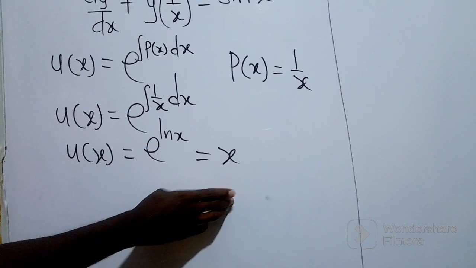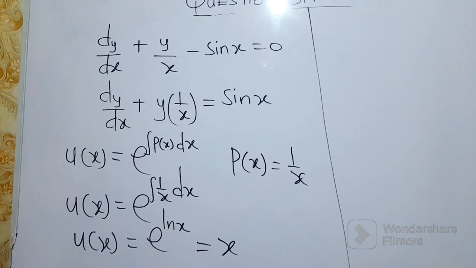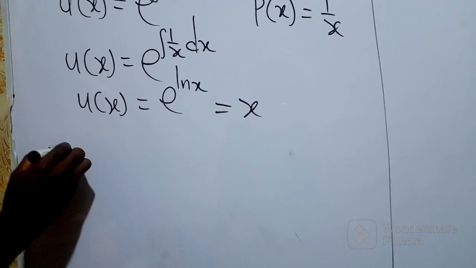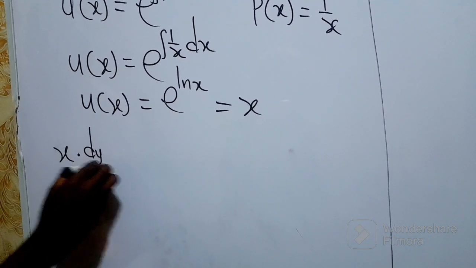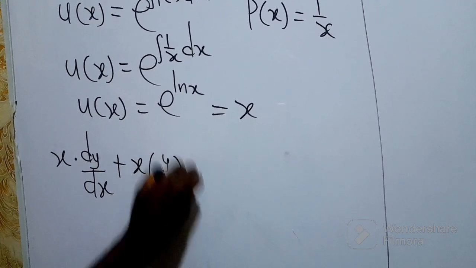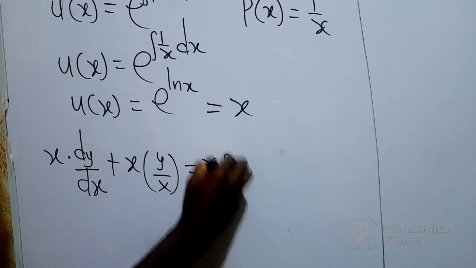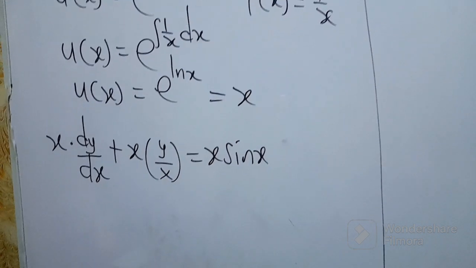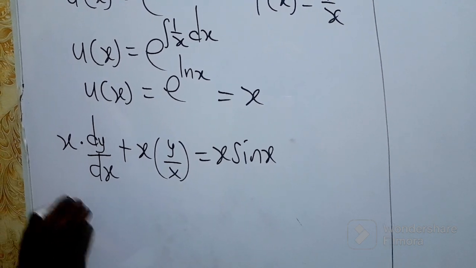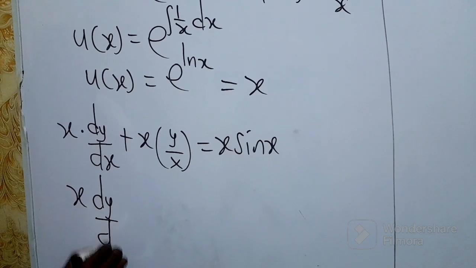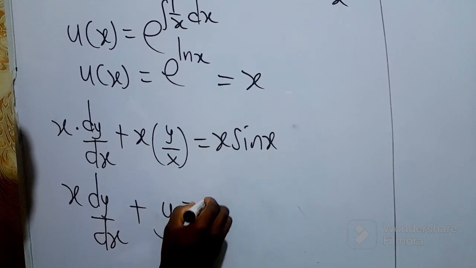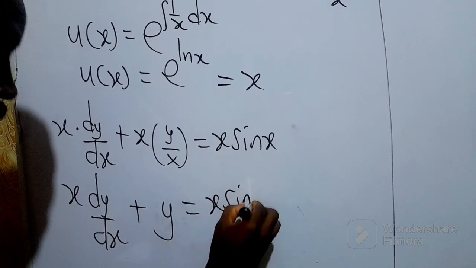Having found the integrating factor, you multiply the integrating factor through the differential equation. So we can say that x, which is the integrating factor, times dy over dx plus x times y over x is equal to x sine x. So we'll multiply it through. After you multiply through, we have x dy over dx plus y, since the x would divide each other, y will be equal to x sine x.